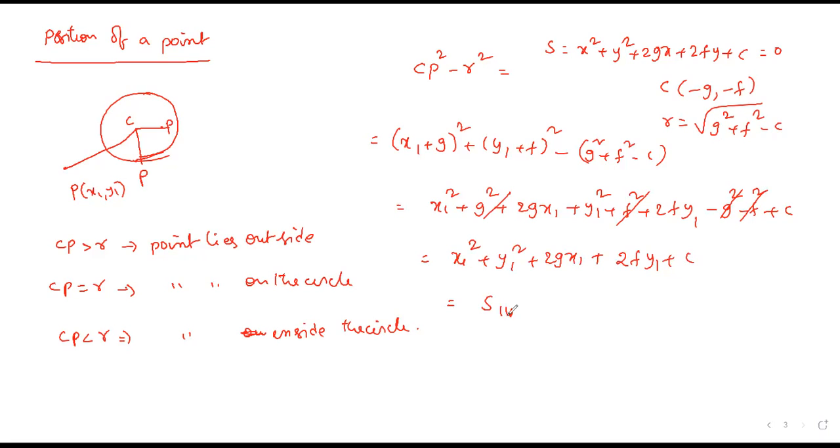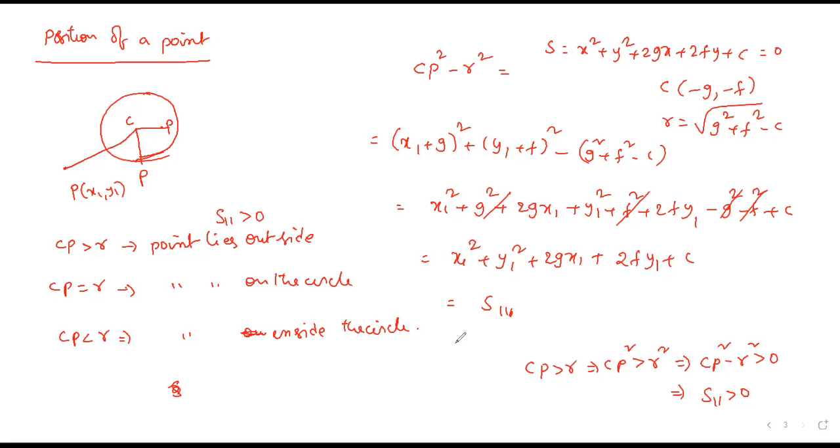S11. So CP square minus R square is nothing but S11. See here, CP greater than R means CP square greater than R square, which implies CP square minus R square greater than 0. And CP square minus R square is nothing but S11. So S11 greater than 0 means the point lies outside the circle.